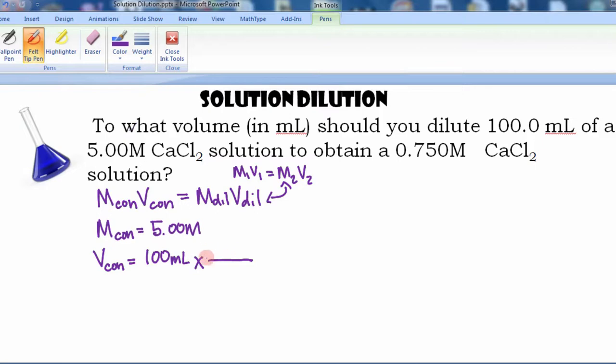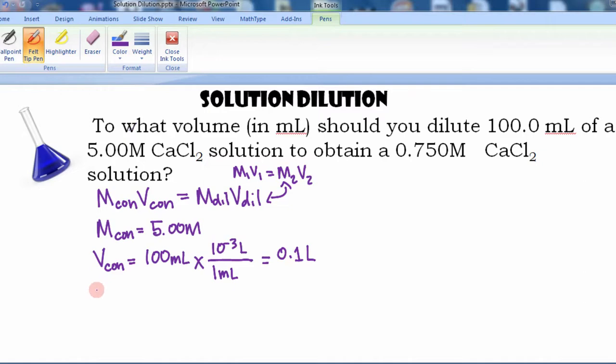We must change this to liters. So what do we do? We remember from converting that 1 milliliter is equal to 10 to the minus 3 liters. And that is going to give us 0.1 liter. So that is the volume of the concentrate in liters.